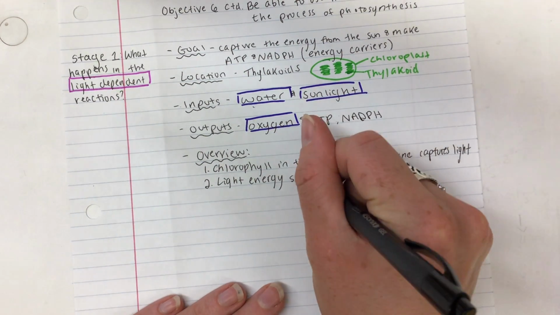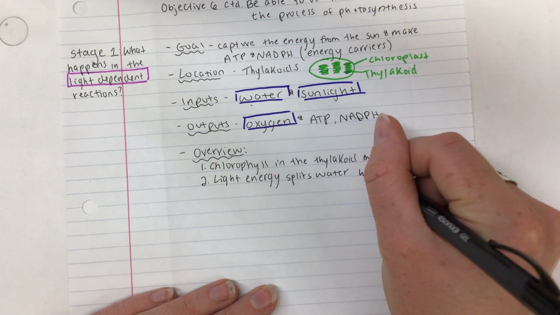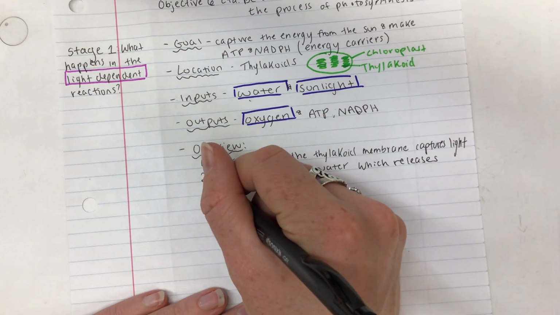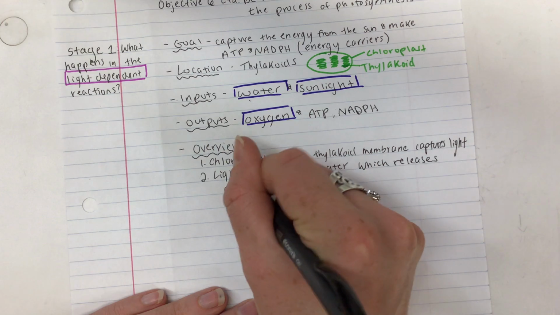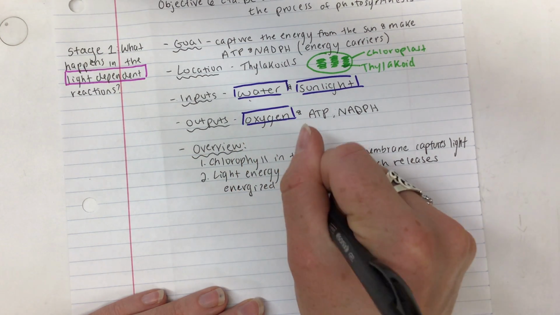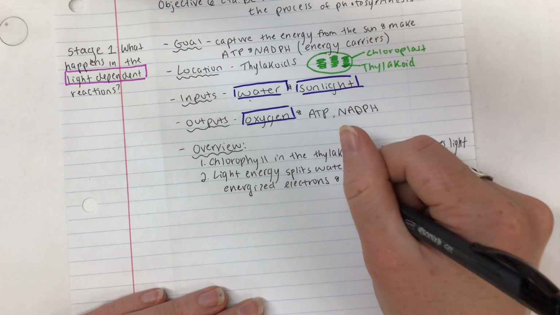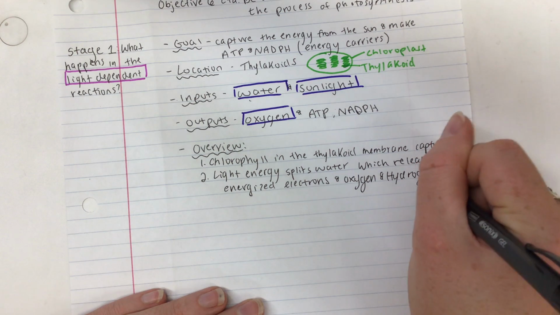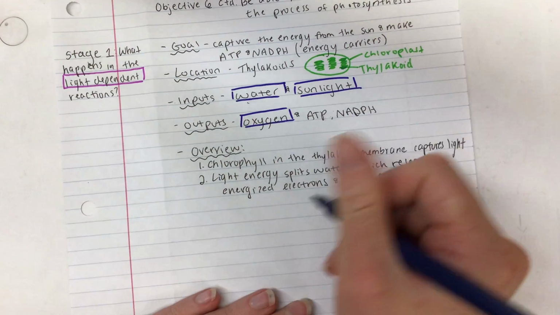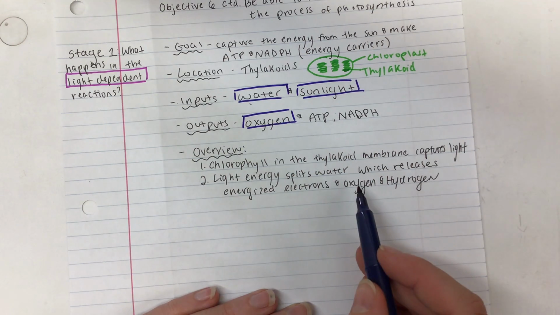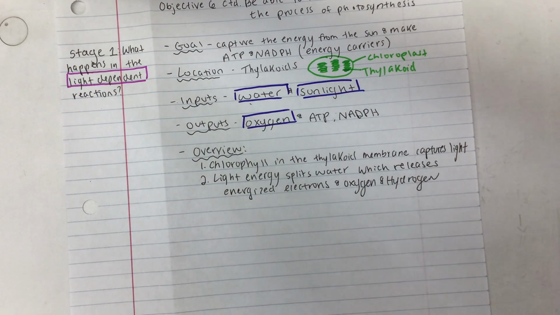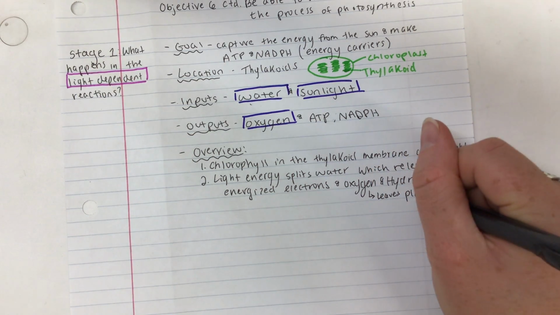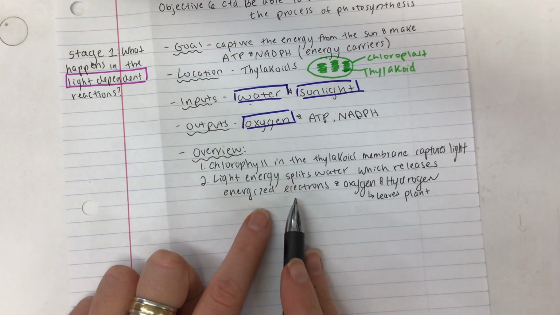So light energy splits water, which releases from that water molecule energized electrons and oxygen and hydrogen. Okay, so here's our oxygen. I'm gonna just kind of show you. This is our oxygen. That oxygen is going to leave. I'm gonna make a little arrow from the oxygen and say leaves plant. Okay, goodbye. But these electrons, they're going to do some other things.